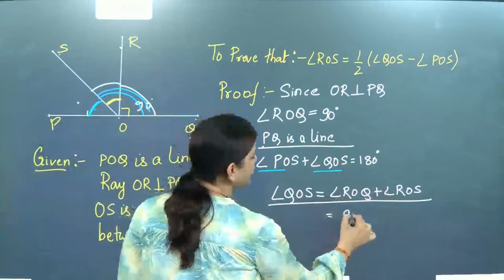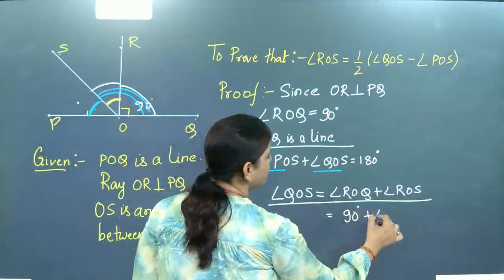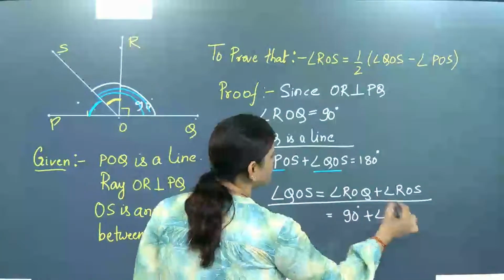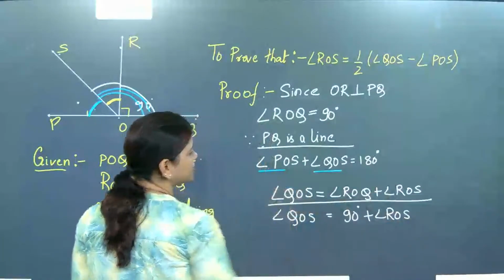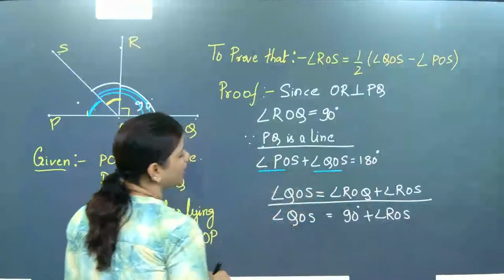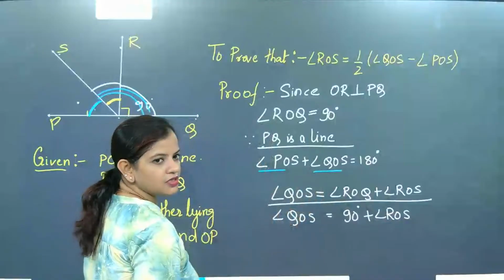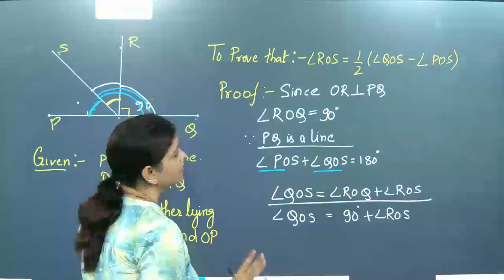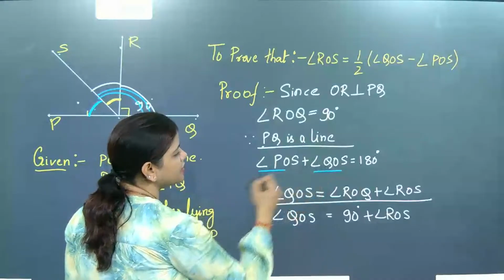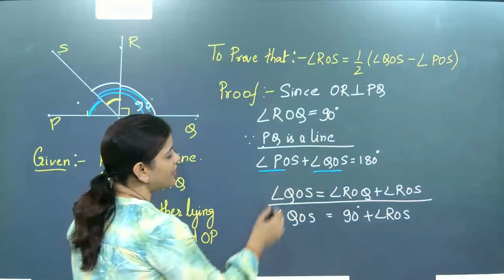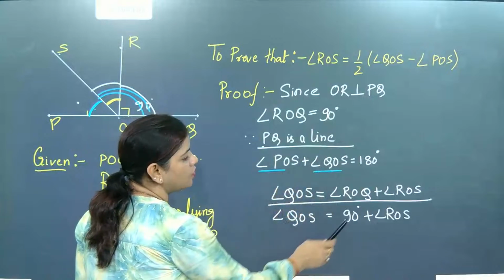So now, beta, ROQ is how much? ROQ is 90 degrees. And then we don't know what ROS is. ROS only we have to find. And this is exactly coming as QOS. So instead of QOS, can I write that much? Correct or not? Tell me. I will be writing that part. Now check here. Instead of QOS, can I substitute here? If I am substituting the QOS value, what am I getting?